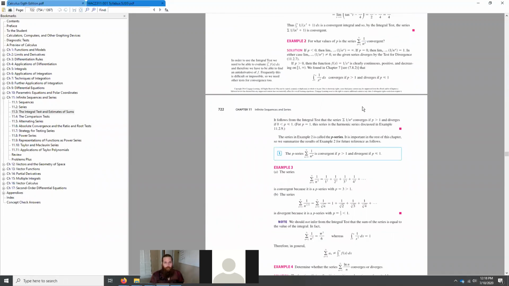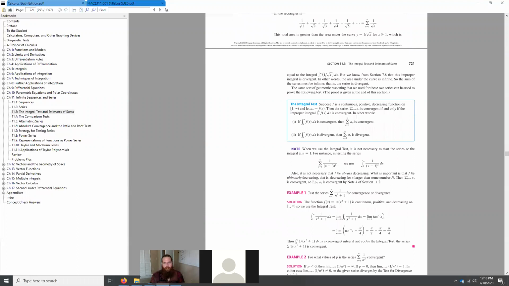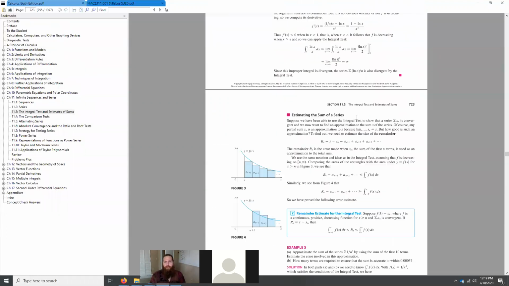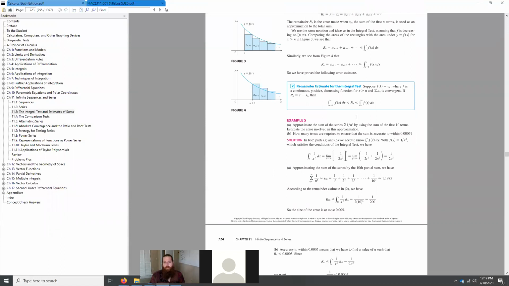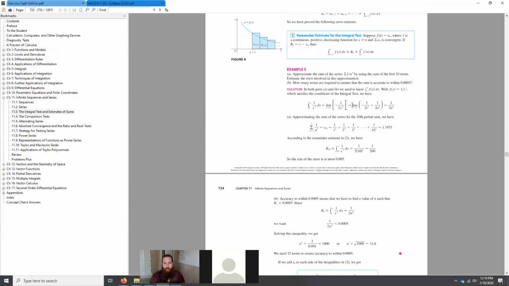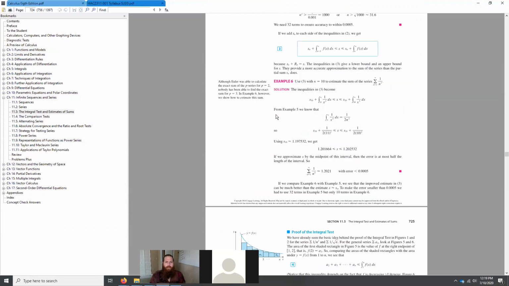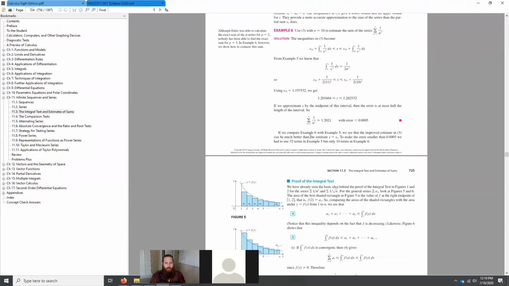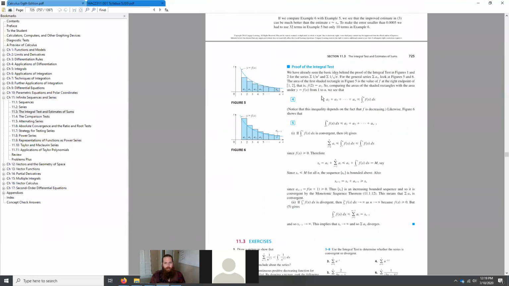But you should read the textbook. If you haven't read the textbook, you should. Definitely check out section 11.3. Their proof of the integral test is good. It's actually a good proof for this class. It's a proof that when I teach this class in person, I go over it. But I don't want to lose you guys in the details of the proof. So I will encourage you to read the proof here.